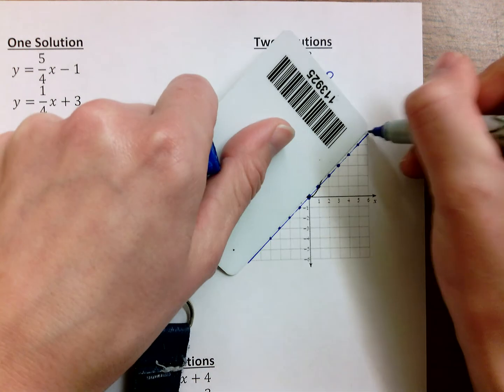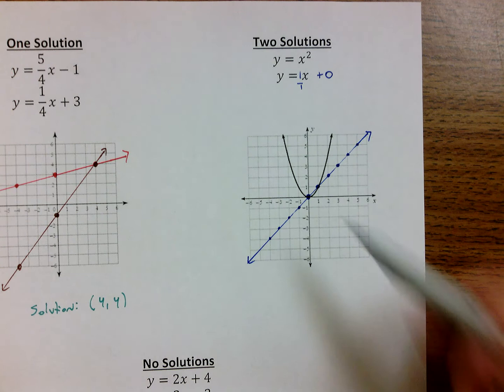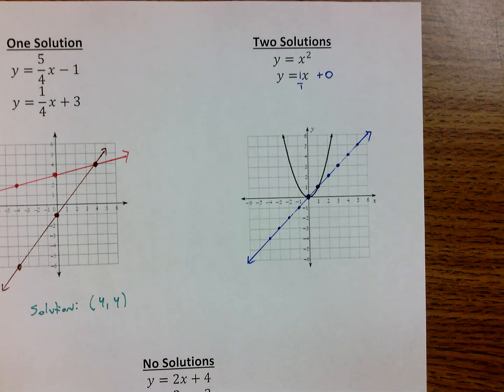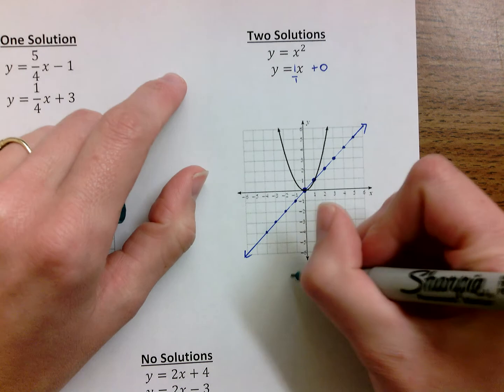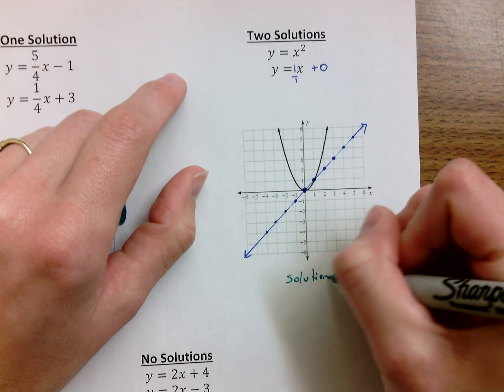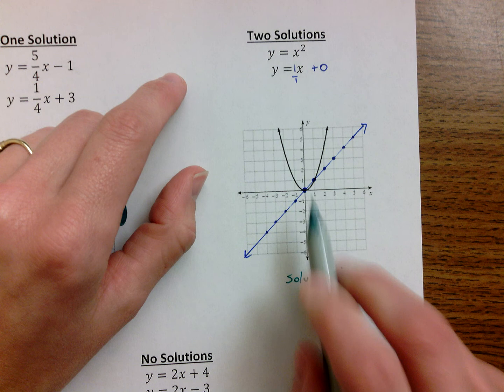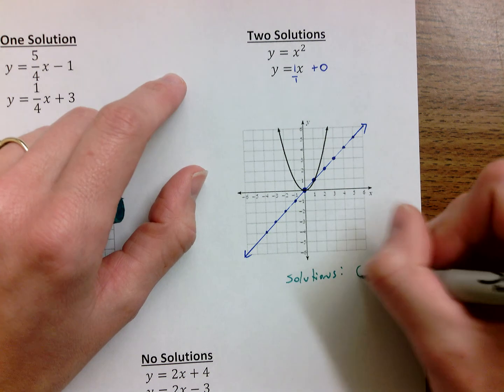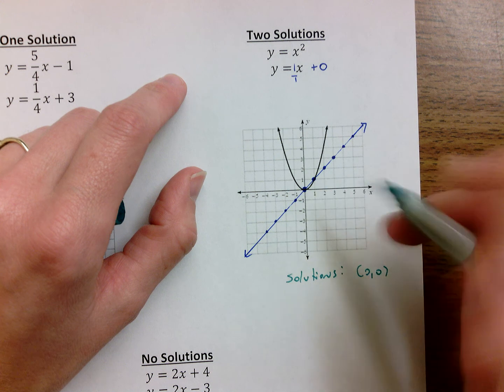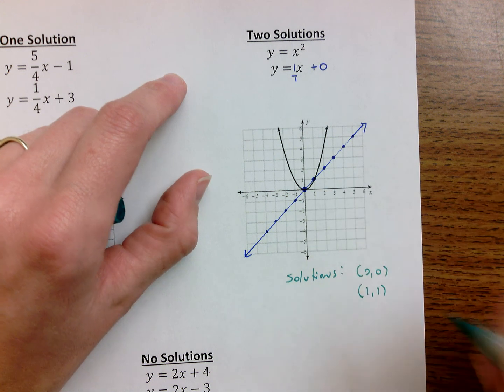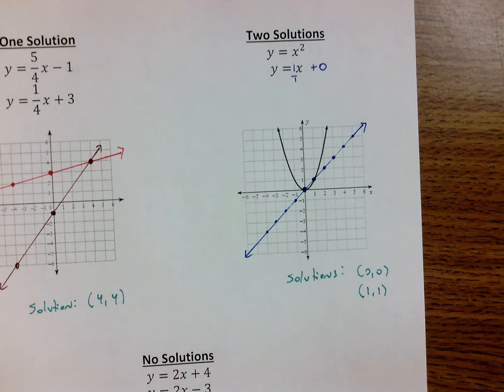And there we go. Again, I don't expect you to be able to graph this U-shaped thing. It's called a parabola. But I would expect you to be able to look at this and tell me, oh, Miss King, there's two solutions, because there's 2 points where these guys cross each other. So the solutions for this one, one of them is right there, good old (0, 0). The other one is right there. That's the point (1, 1). So this one has two solutions, (0, 0) and (1, 1).